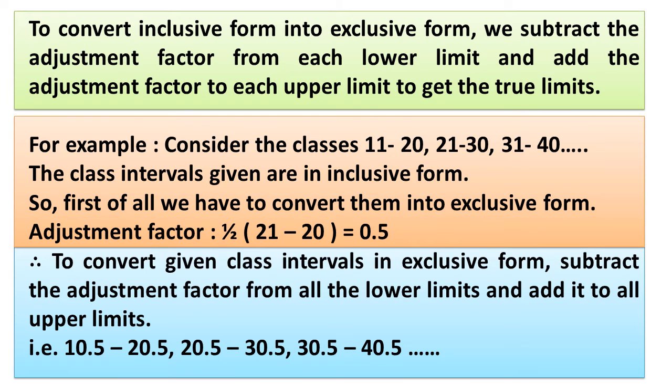Therefore, to convert the given class intervals into exclusive form, subtract the adjustment factor from all the lower limits and add it to all the upper limits. In this example, 11 minus 0.5 is 10.5, 20 plus 0.5 is 20.5. The next class interval, 21 minus 0.5 is 20.5 and 30 plus 0.5 is 30.5. So, the class intervals in the exclusive form will be 10.5 to 20.5, 20.5 to 30.5, 30.5 to 40.5 and so on.